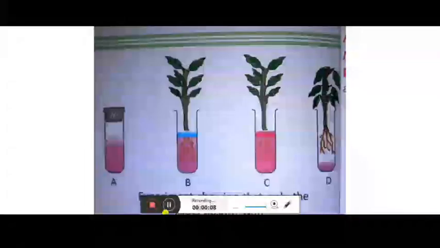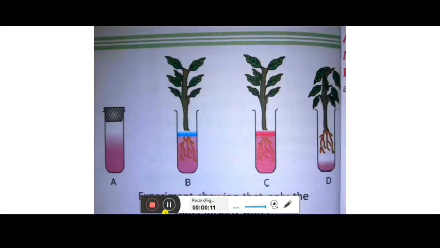Now in this video, I am going to explain a few processes which are involved in the transport of water and minerals in plants through experiments. These experiments are already given in your book, so one by one I am going to explain them.